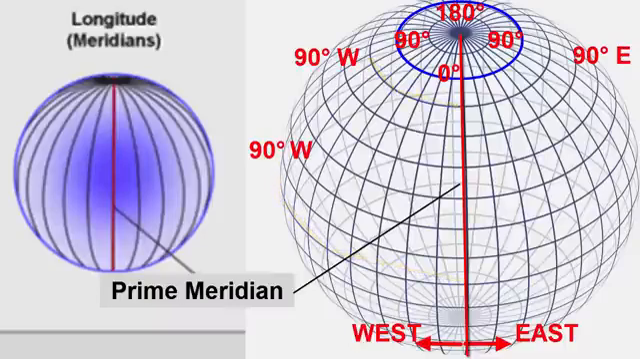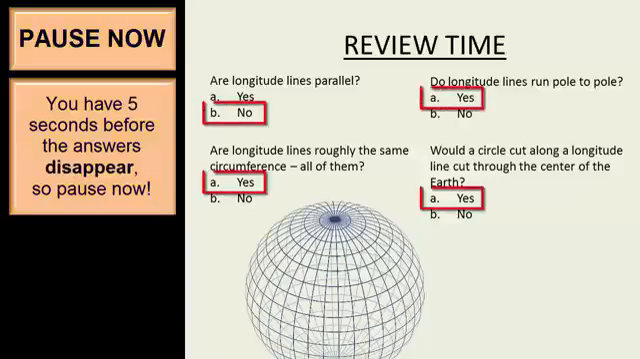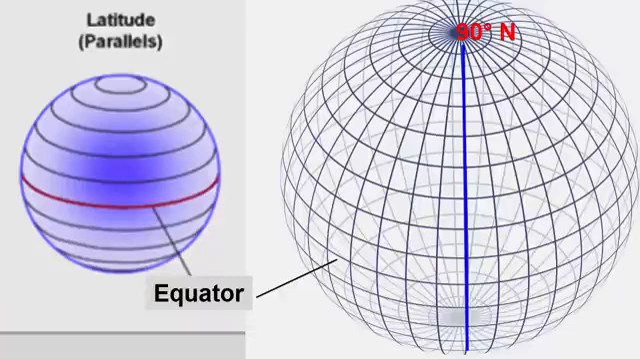Are longitude lines parallel? Do they run from pole to pole? Are they roughly the same circumference, all of them? Would a circle cut along a longitude line cut through the center of the Earth? Pause now.